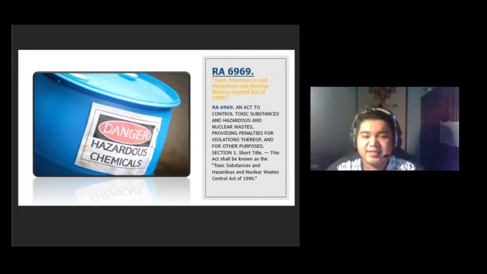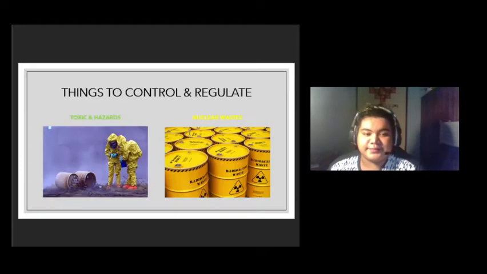So what is RA 6969? RA 6969 stands for the Toxic Substances and Hazardous and Nuclear Waste Control Act of 1990. It is an act to control toxic substances and hazardous and nuclear waste, providing penalties for violations thereof, and for other purposes. Also, in Section 1, its short title is the Toxic Substances and Hazardous and Nuclear Waste Control Act of 1990. So, this act was made in 1990.